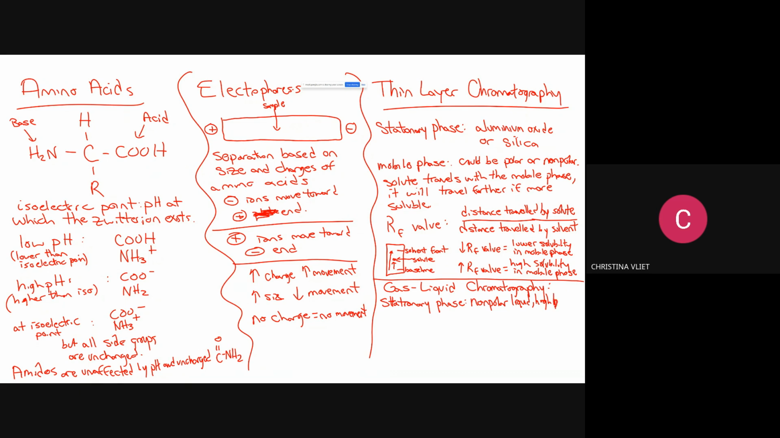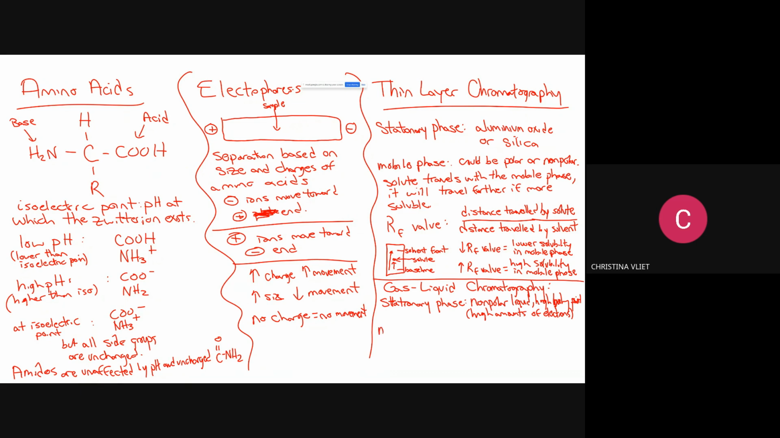But you may ask yourself, how can it be nonpolar and have a high boiling point? You'd have to choose something, maybe like benzene, things that have high molar masses. So you're looking for high amounts of electrons. If it's going to be nonpolar, it's got to be a larger molecule. Something like a methylbenzene would be a good solvent for gas liquid chromatography. So high boiling point, nonpolar liquid.